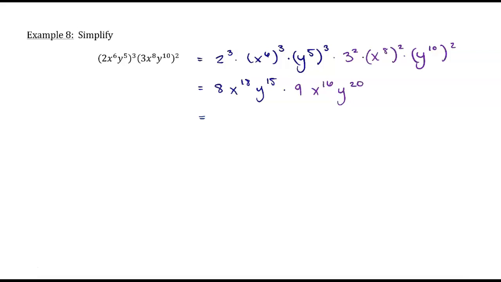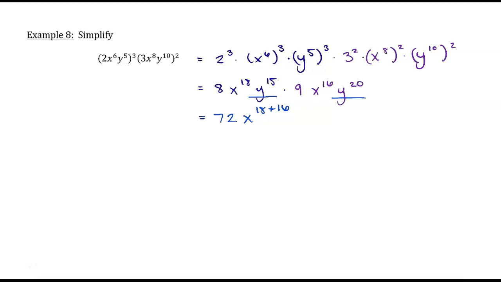We can find the product of 8 times 9, which is 72. We can also combine our x to the 18th and our x to the 16th. Using the product rule, this is x raised to the exponent of 18 plus 16. We can also combine our y to the 15th and our y to the 20th.